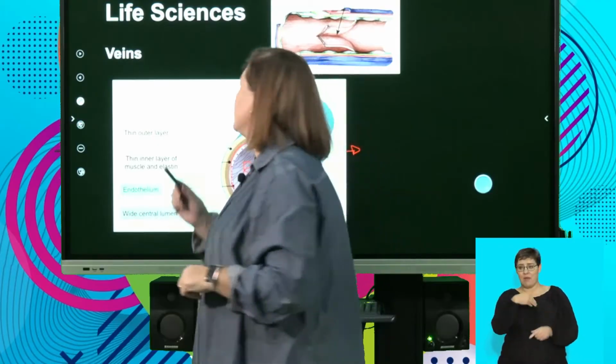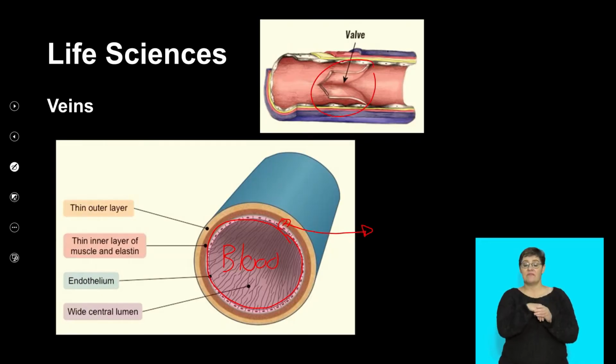So the body has to compensate for it. What happens is, it flows up, but what have we got to do? We've got to stop it from flowing back again. So just like the heart, guess what we have? We have valves. Veins have valves to stop the backflow.